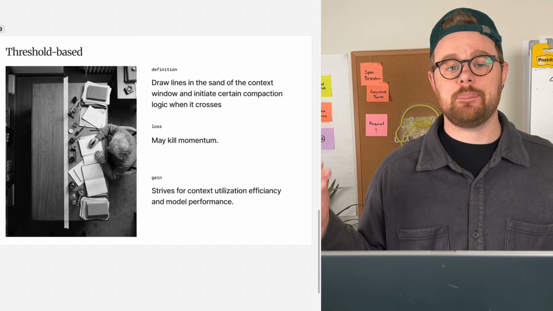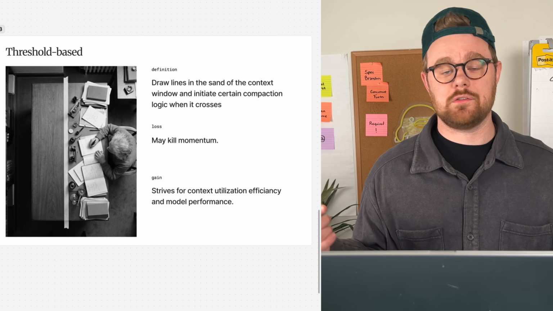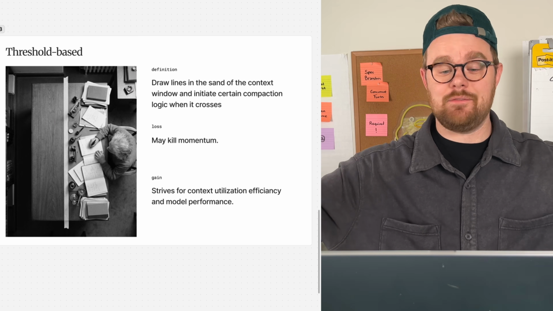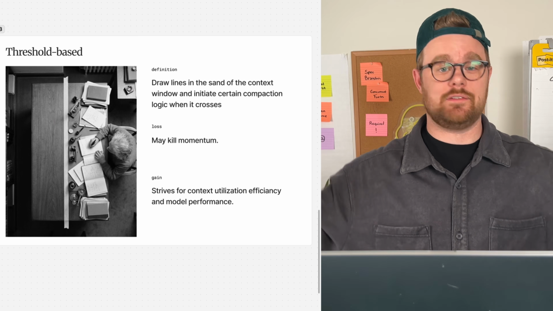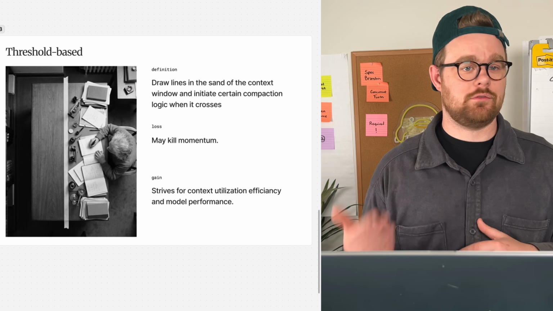You could say, hey, at 20%, I want to make sure that we're already off to the races on whatever task we need. And then at 40%, we might say, hey, it's time to wrap it up. We're only going to go to 50%. Boom, let's clear it and start over.